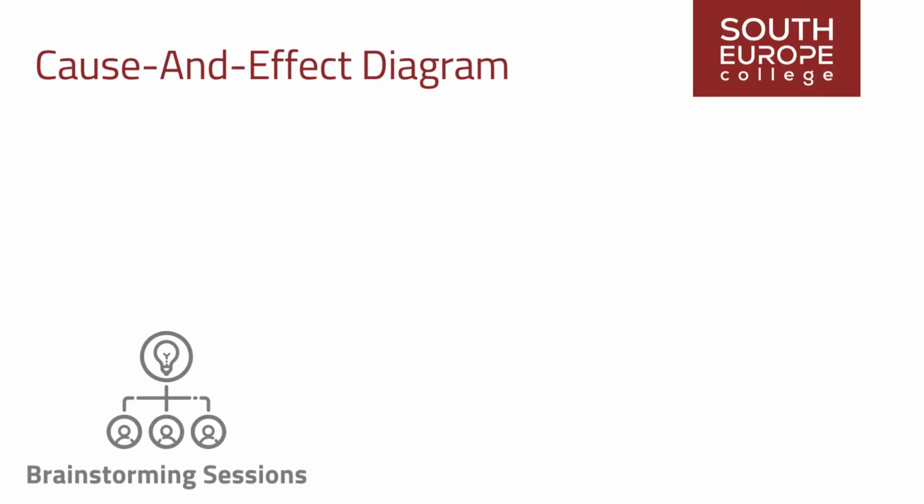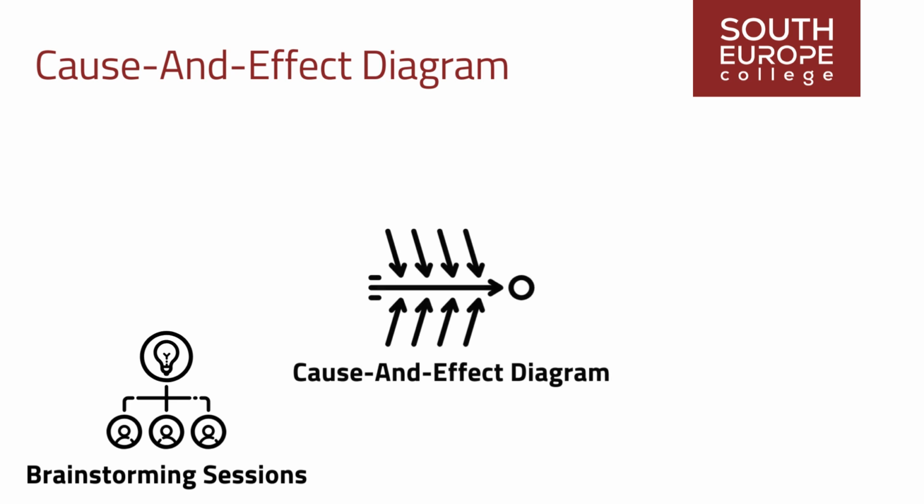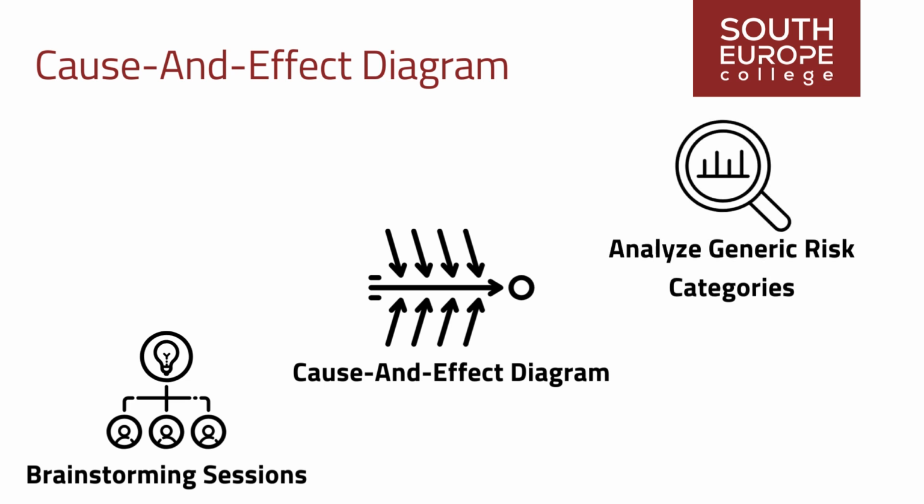Identifying risks through brainstorming sessions, with outcomes recorded on a cause and effect diagram that illustrates potential hazards leading to specific effects, helps analyze generic risk categories and their fundamental sources.